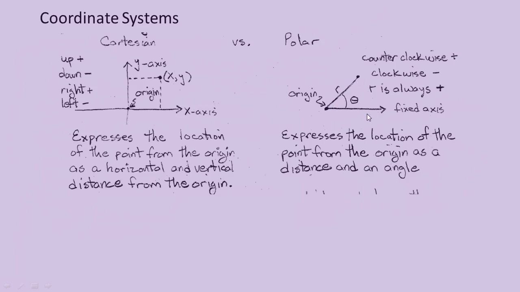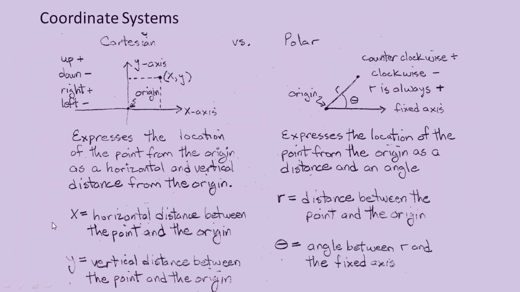So notice in this coordinate system, instead of the point being labeled xy, it's labeled r theta, where r is the distance from the origin and theta is the angle of that line or radius. And theta is measured from the fixed axis in a counterclockwise direction.